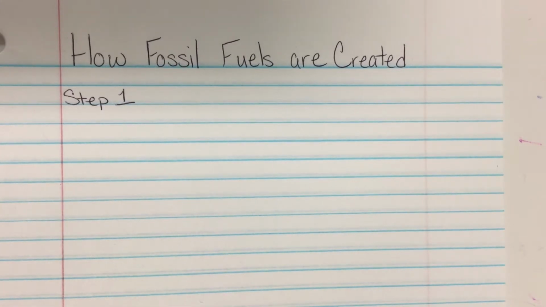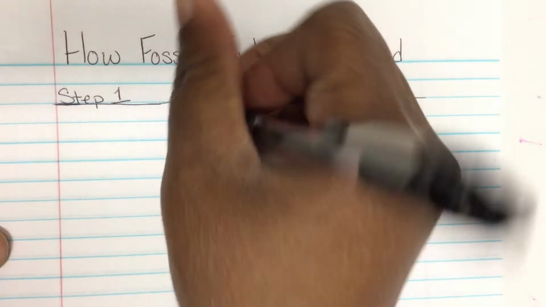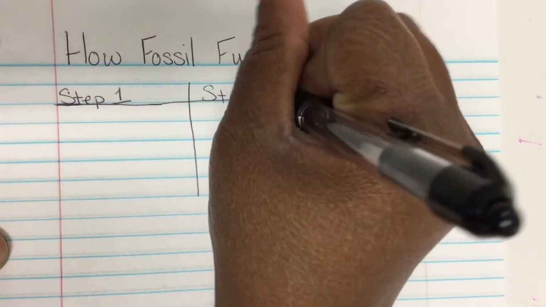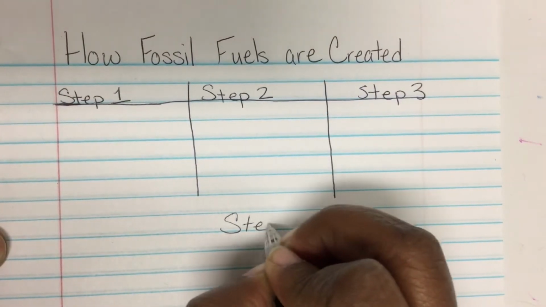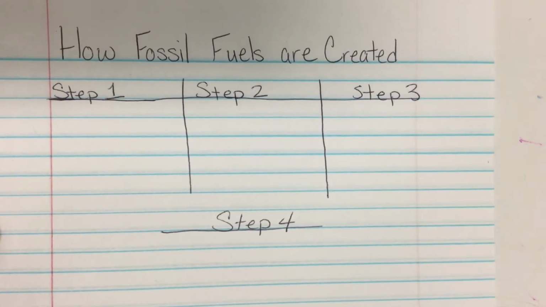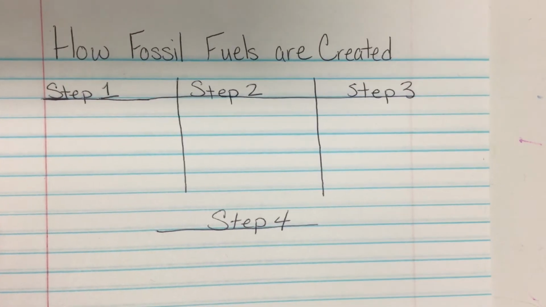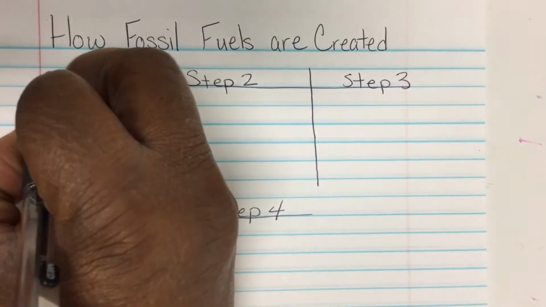All right, once again, we are talking about how fossil fuels are created. There will be a summary at the end of this video, so make sure that you leave some space. There are going to be 4 different steps. Step 1, the sun is going to give energy to plants and animals.